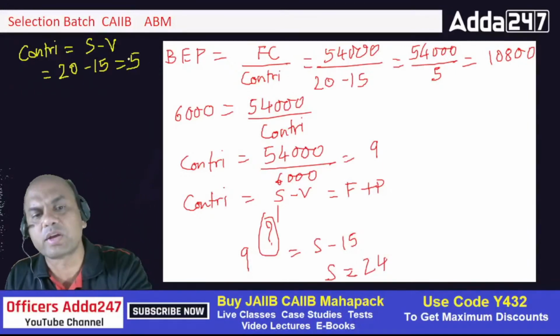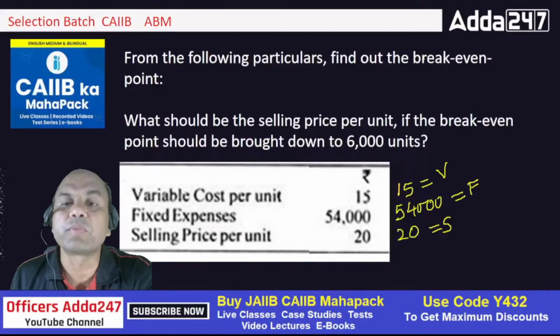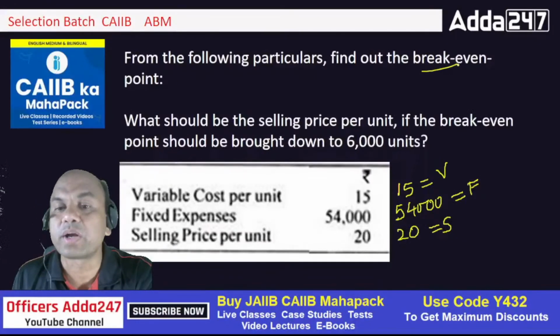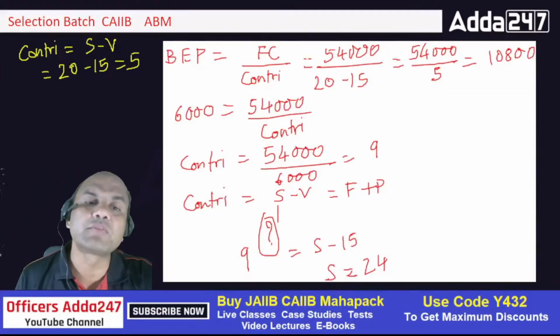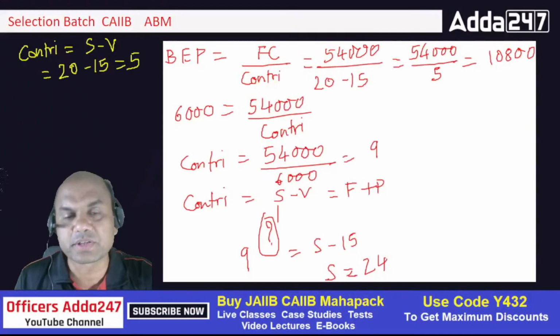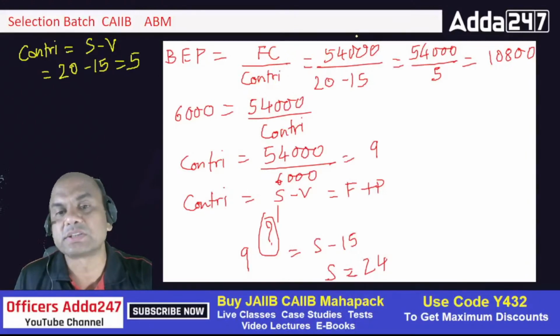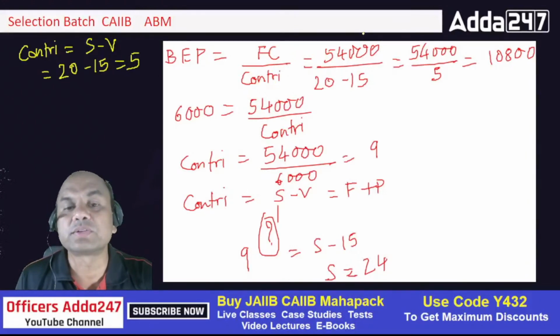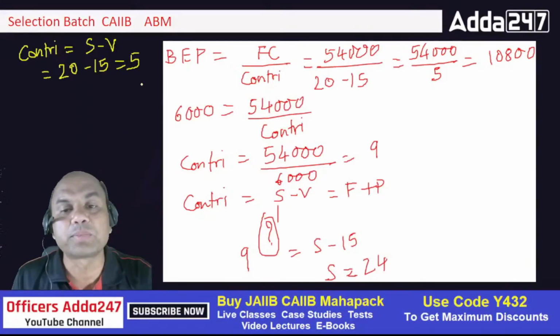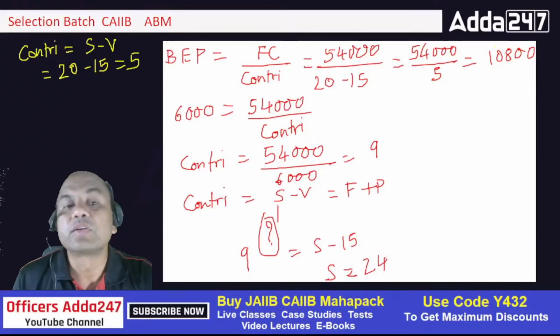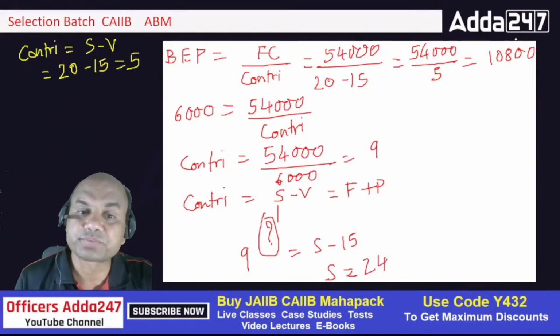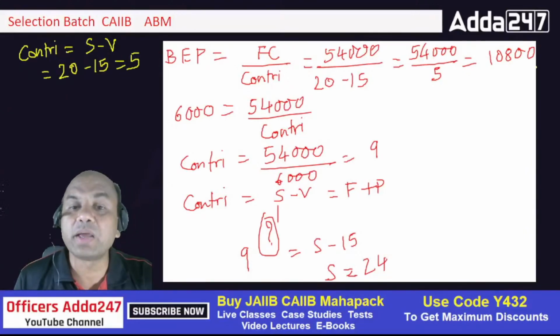What is the next thing required? From the following points, find the break-even point. I want a BEP now. So what is my BEP? BEP equals fixed cost upon contribution. So what is my fixed cost? Just now I saw it, 54,000. Contribution, just now I got it, 5 rupees. So 54,000 upon 5 rupees equals 10,800. So this is my break-even point. Okay. So this becomes my BEP.